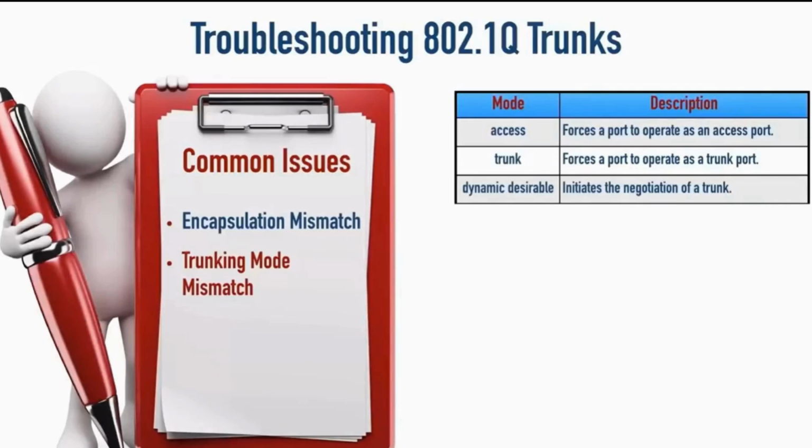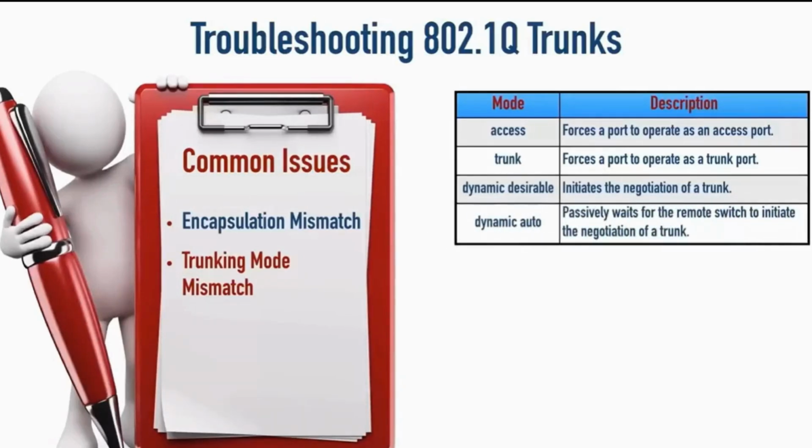Specifically, if we're set to the desirable mode, we will be the initiator of the negotiation. We will send out a DTP frame asking the other side, hey, do you want to become a trunk? And if the other side is set to a trunk mode, it'll respond. If it's set to dynamic desirable, it'll respond. Or if it's set to our next option, dynamic auto, it will respond. In either of those scenarios, then we are going to bring up a trunk.